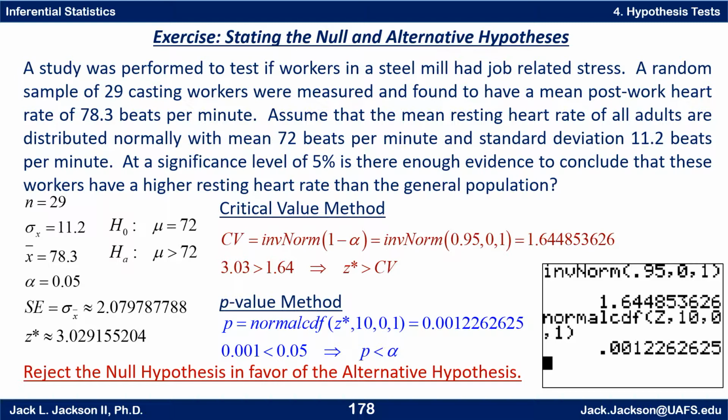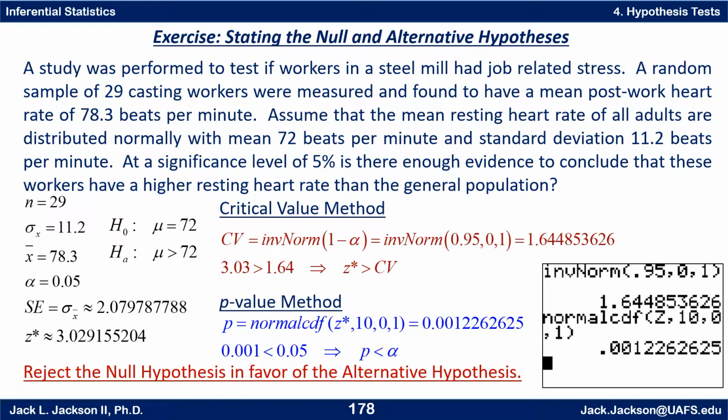If we were to use the p-value method, there are two ways we can go at this. We can do p equals normal CDF of our z-star that we just did, which I have stored as z. Go to infinity. Well, we can use 10 instead of infinity on a standard normal, and then 0, 1 for our mean and standard deviation for a standard normal. And we get our p-value of 0.00122, etc., or about 0.001.